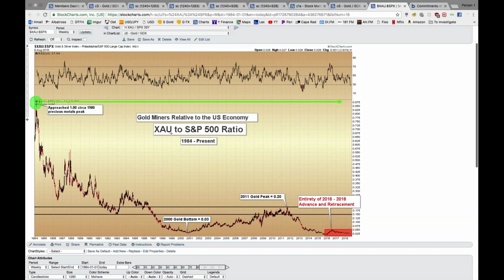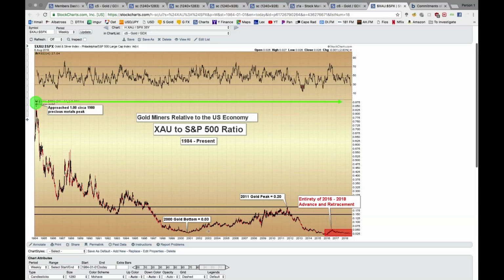And when we look at the XAU relative to the S&P 500, which is the broader, let's call it, so we're talking about the gold miners relative to the rest of the U.S. economy, and the largest part of the U.S. economy. The levels that are, including that 2016 rally, which was just right down here. Yeah, it looks like a minor blip.